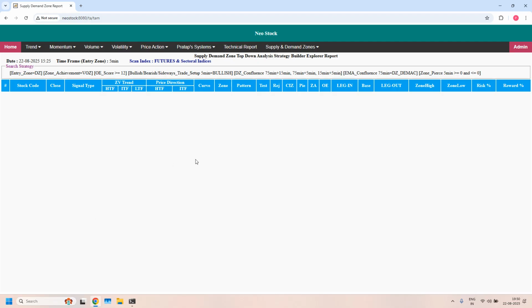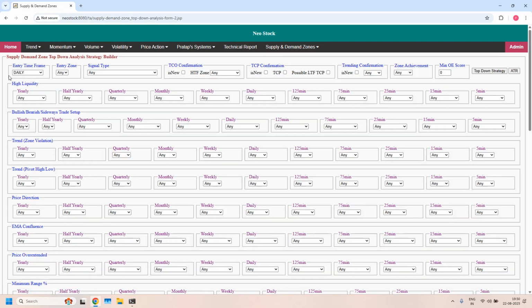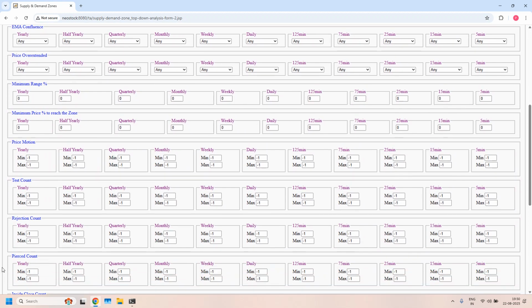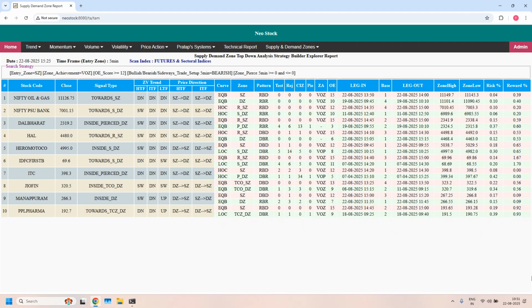And next let us look into bearish trade setup for hourly income trade. Entry time frame 5 minutes, entry zone, supply zone. Here, bullish or bearish at 5 minutes, I am selecting bearish. Zone achievement violated opposing zone. Minimum odd and enhanced score should be 12. And also the 5 minutes supply zone should not be pierced. So in the pierced count parameter at the 5 minutes time frame, I am setting minimum value 0, maximum value 0. So with these filters, we got 10 stocks.